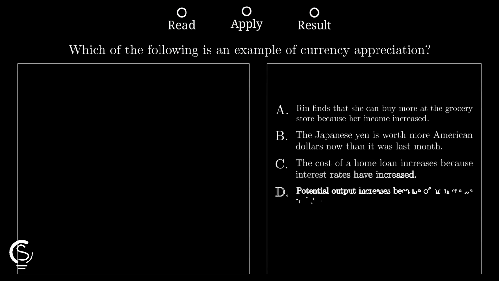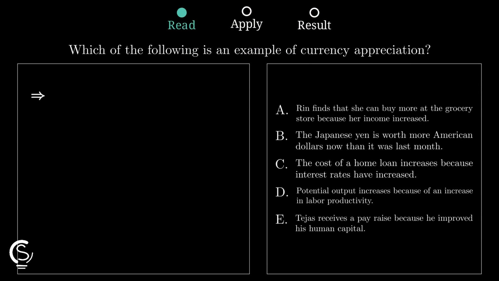Currency appreciation occurs when the value of one currency increases relative to another. This means you can buy more foreign money with the same amount of your local currency than before.